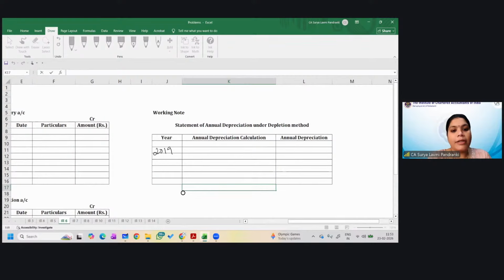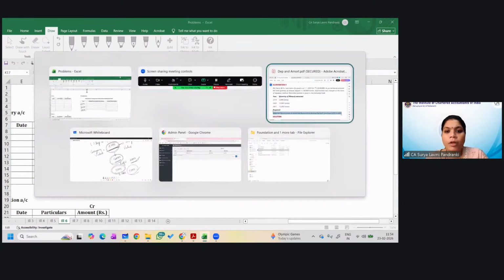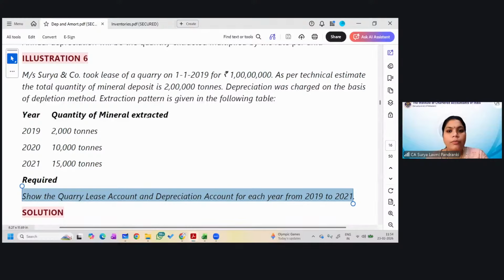In the year 2019, what is the depreciation? 2020, what is the depreciation? 2021, what is the depreciation? I want this answer. This is again the same, so it's nothing new. However we have done it before, the same way you will have to do this also. Total is 2 lakh tons. In 2019, it is 2,000. 2020, it is 10,000. 2021, it is 15,000. So tell me the answer.